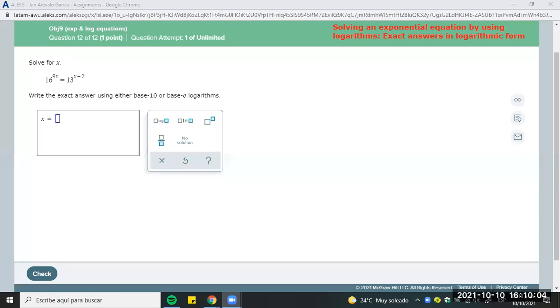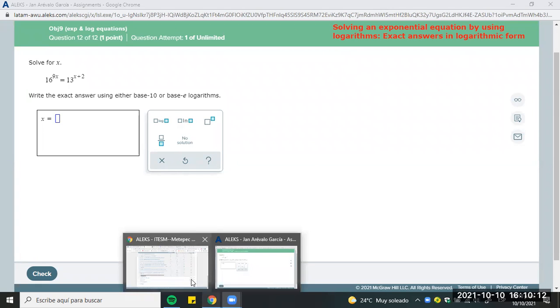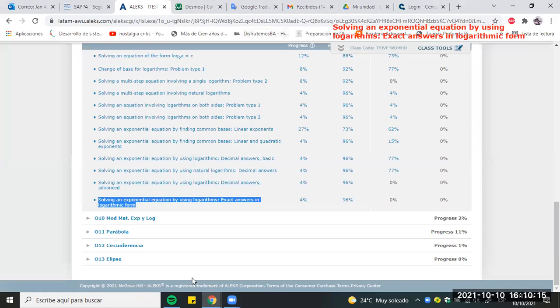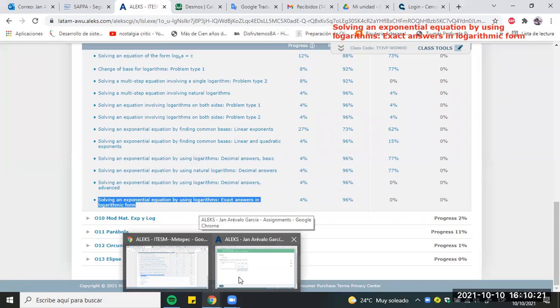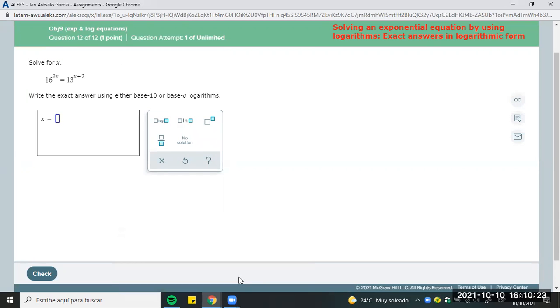Hello again, this is solving an exponential equation by using logarithms, exact answers in logarithmic form. This is pretty similar to the other one called solving an exponential equation using logarithms, decimal answers. Actually, this one is easier than the other one because we don't have to use a calculator. Actually, we don't have that option. And we are just going to give the answer in a logarithmic expression.